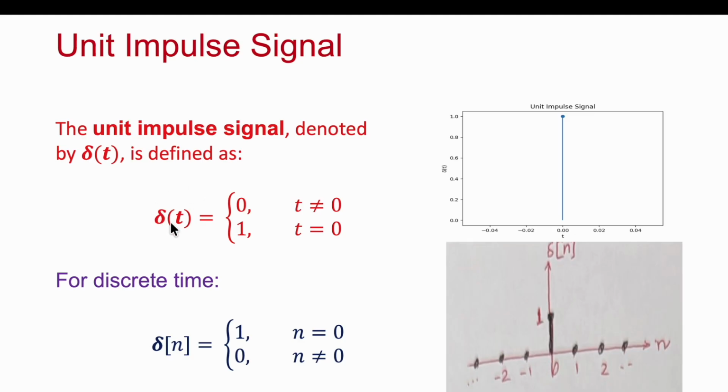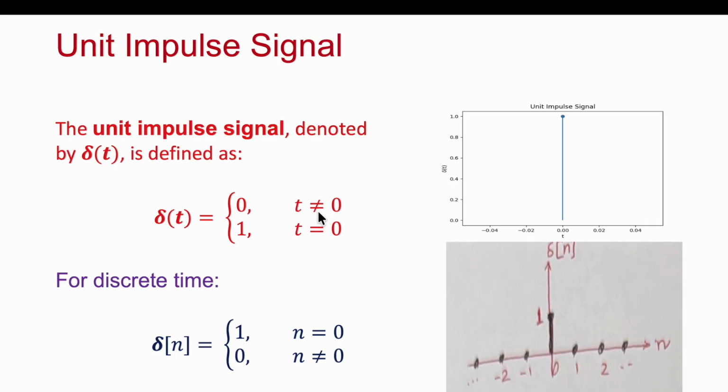So δ(t), as it is shown, is always equal to 0 when t is not equal to 0. What is t? t is the x-axis, continuous time, and δ(t) is the signal, so that is the amplitude. Usually, if it is a unit impulse signal, then the amplitude is always equal to 1.